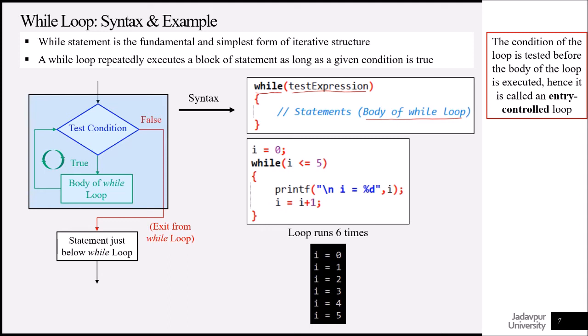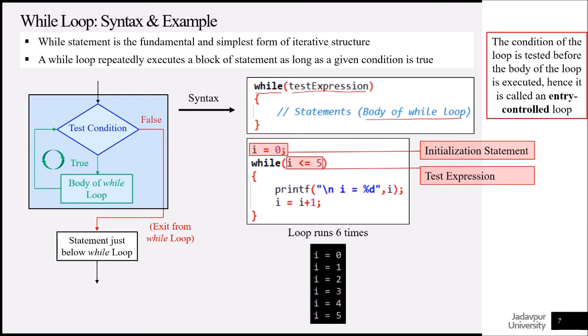Here, I would draw your attention to 3 critical aspects of this loop. First of all, there is an initialization statement. Then there is the test expression. And finally, there is the update statement. Now, if one of these 3 things is missing, then obviously the loop does not run as expected.